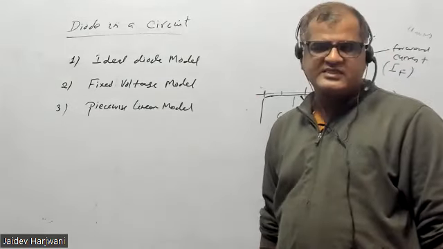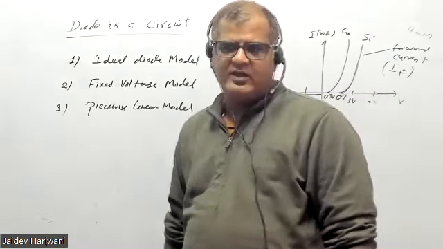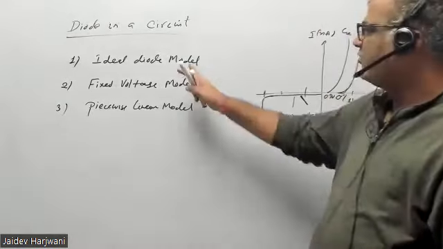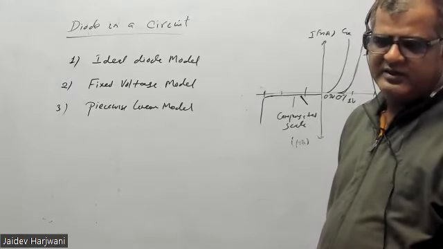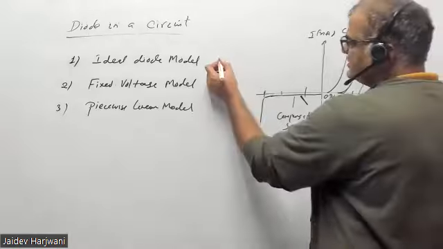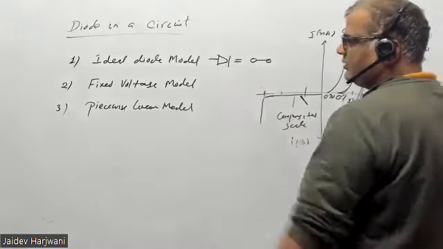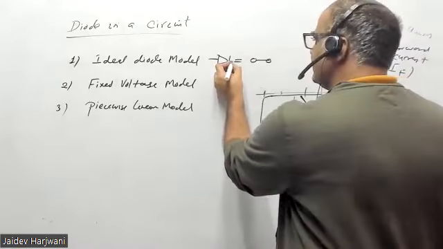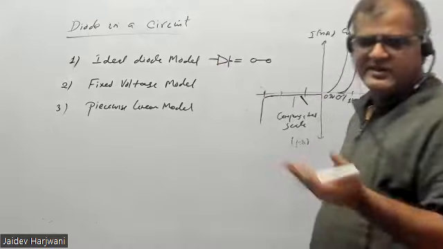Okay, resistance can be 0 when it is a short circuit. So this model says that the diode model, because diodes behave like a short circuit, you can replace the diode by a short circuit. Why? Because this model says the resistance of the diode is negligible.